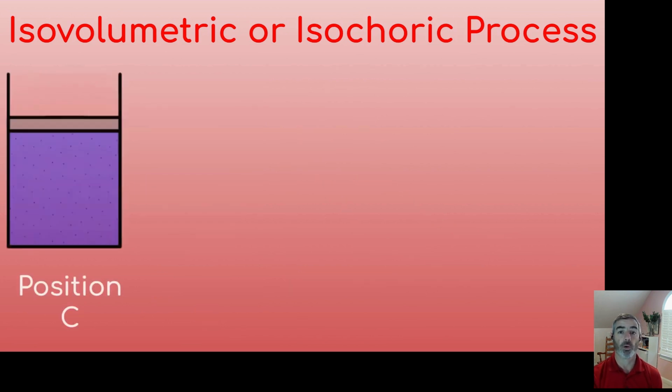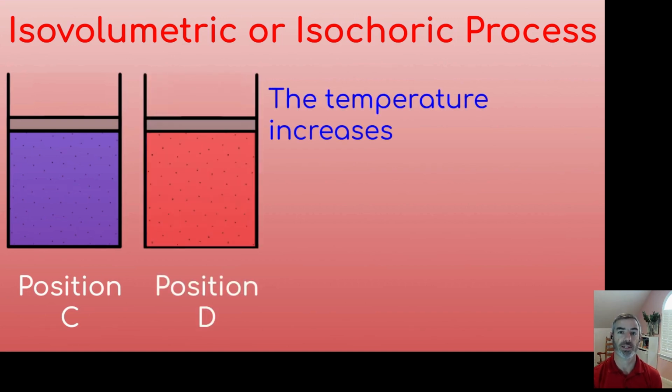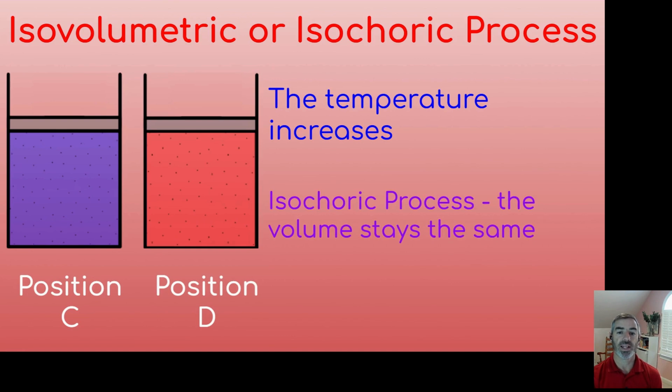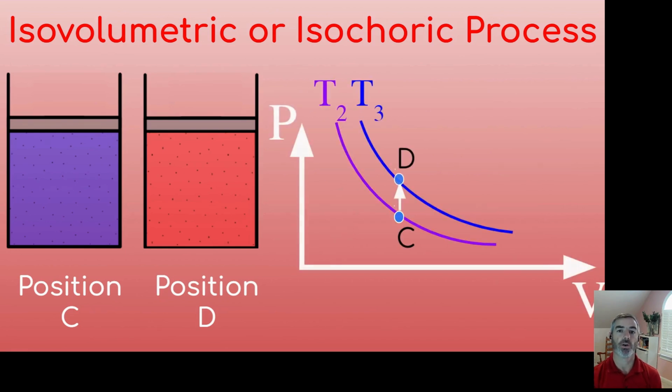What does that look like for position C to position D? Well, the temperature increases, so the gas is warmer. The volume stays the same because it's isochoric. So if the volume stays the same and the temperature increases, there's more collisions with the sides of the container because the molecules are moving faster. On our PV diagram, that looks like a vertical line going from, in this case, T2 to T3 along that path from C to D.